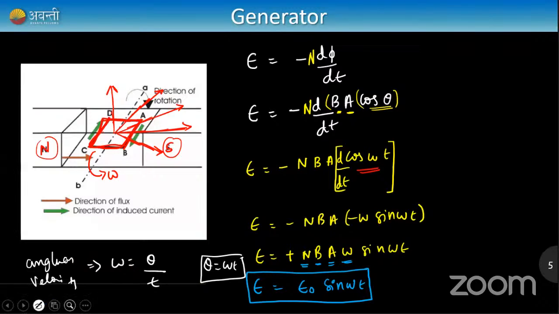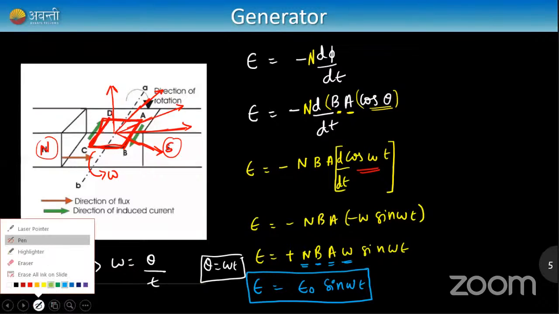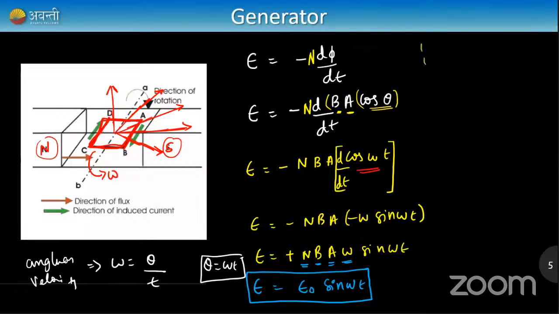And the last modification: you can modify this into one more simple form. If I divide this whole expression by resistance R on both sides, nothing will change. We get sin omega t. So what is E by R? Voltage by resistance is current I.